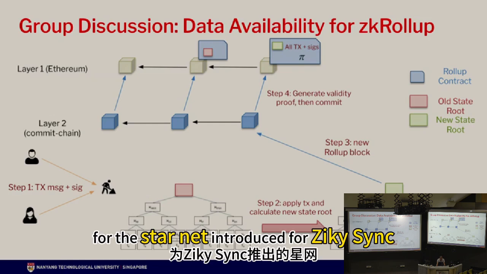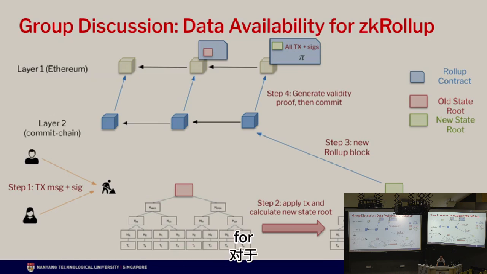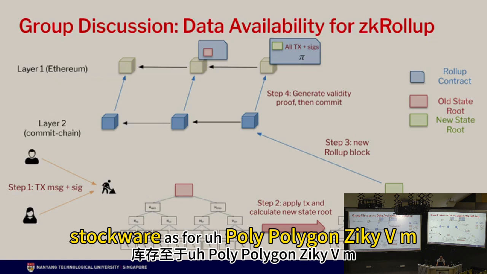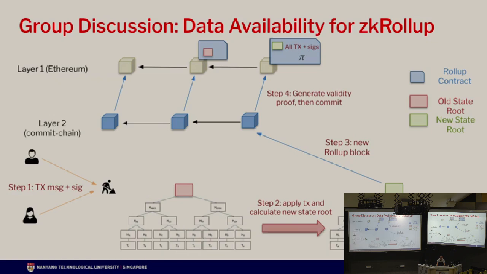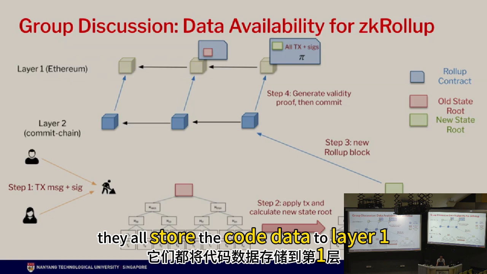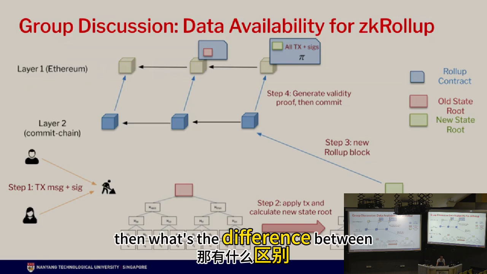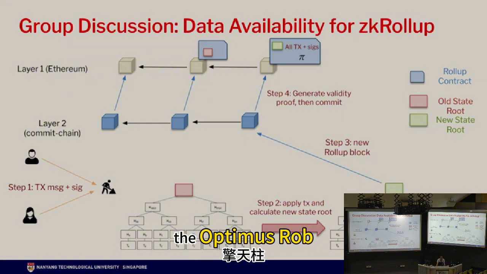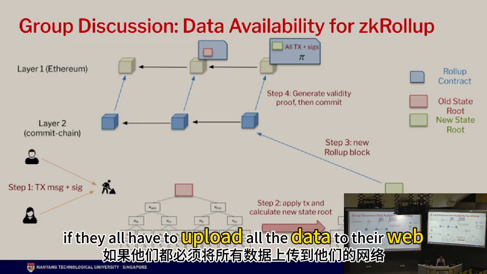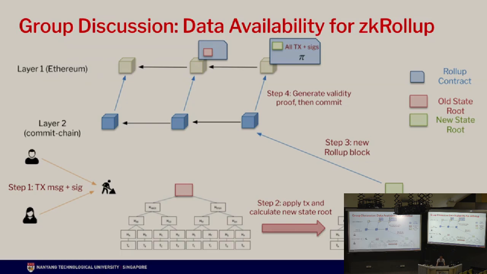For StarkNet, which we introduced, for zkSync, for StarkWare, for Polygon zkEVM, they all store the call data on layer 1. And then what's the difference between the optimistic rollup and the ZK rollup, if they all have to upload all the data to layer 1?